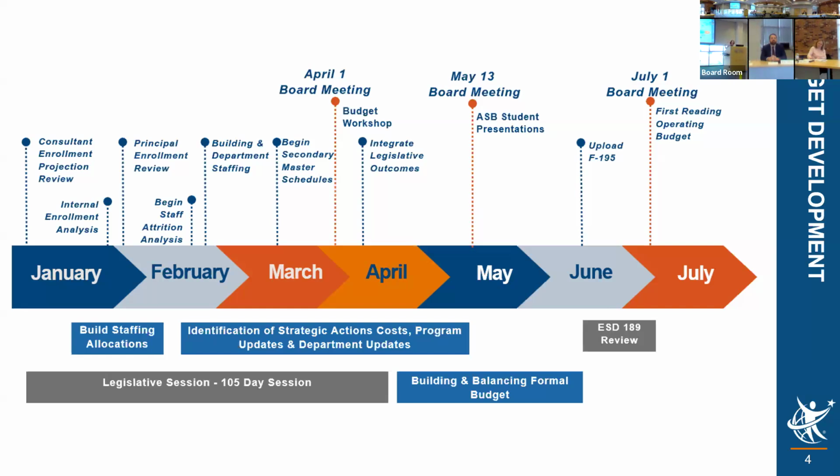Within that, we're also monitoring the legislative session. This is a long session, so it is the first year of a 2-year biennium or state budgeting process. So this is the longer part of the session. And then we're identifying strategic actions and program updates to develop and build and balance our budget for the year.